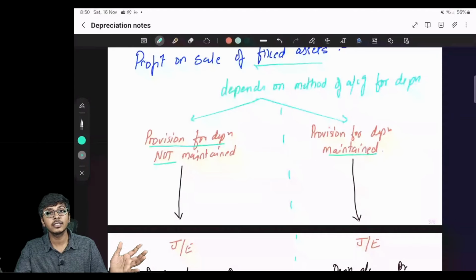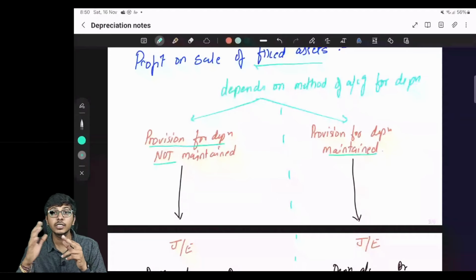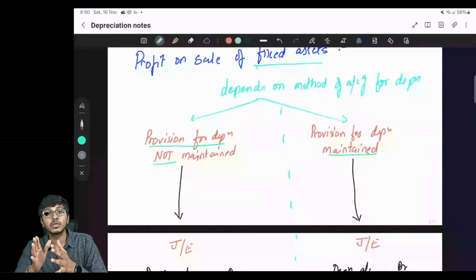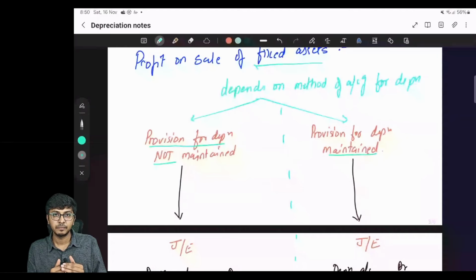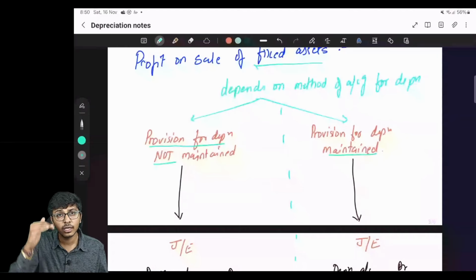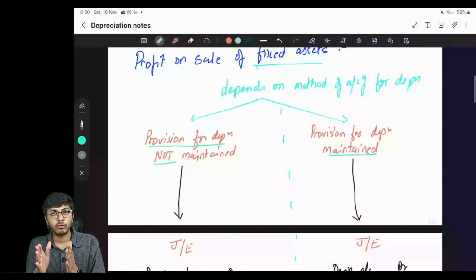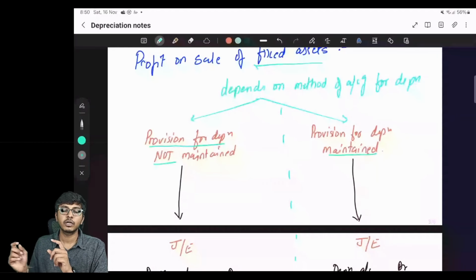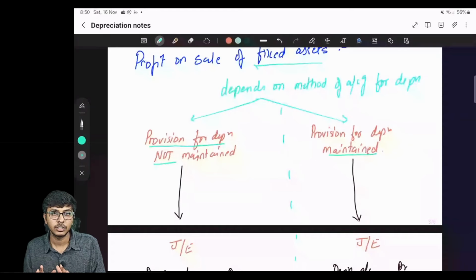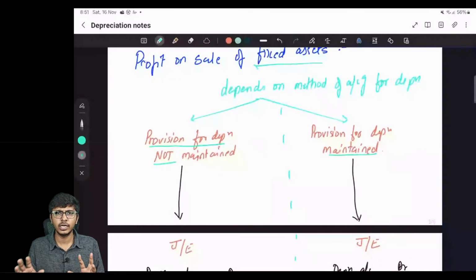But if you have 100 assets, how will you get to know how much we bought each for and how much depreciation we have provided? To know how much depreciation and what the original cost of the asset was, instead of reducing the asset every time we provide depreciation, we will create a separate account called provision for depreciation or accumulated depreciation account. These are one and the same.